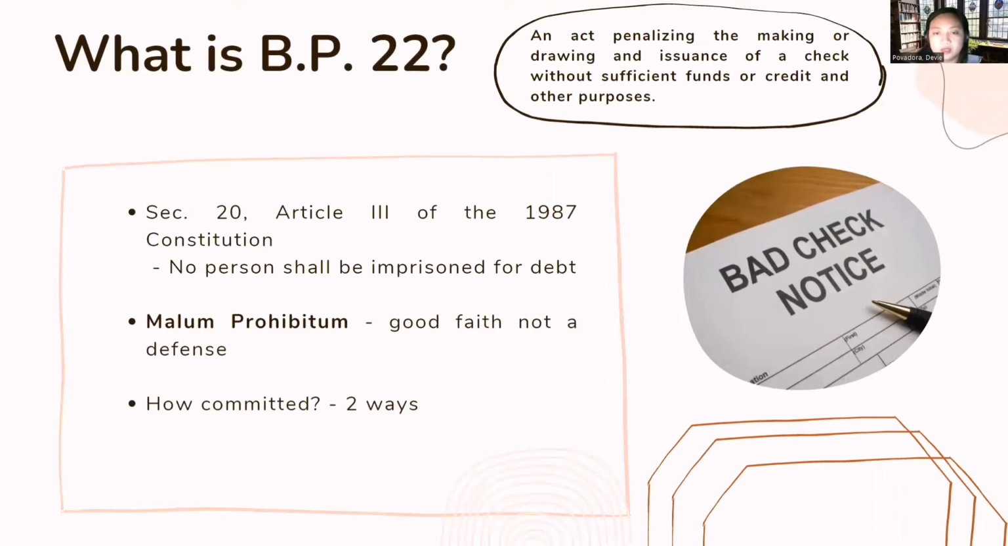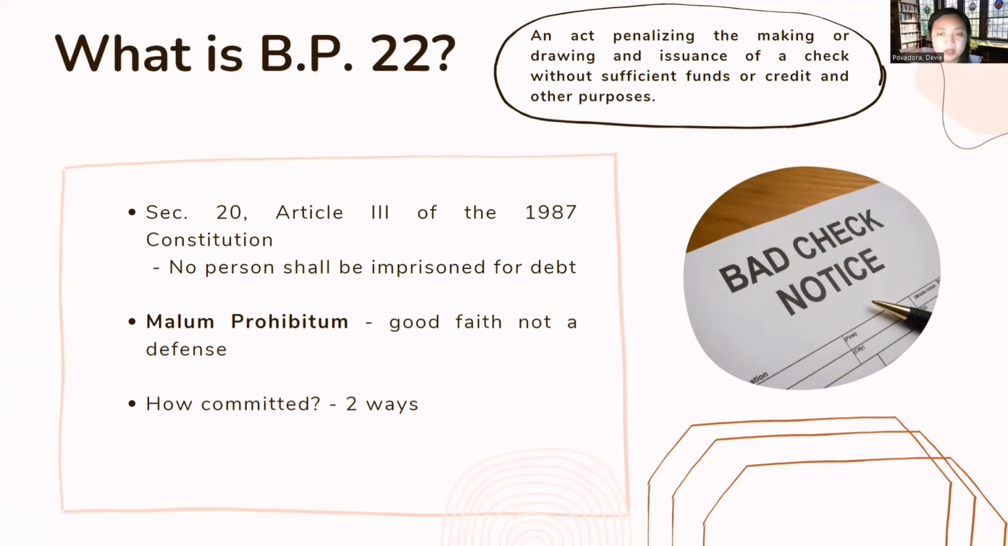Take note that under Section 20, Article 3 of the 1987 Constitution provides that no person shall be imprisoned for debt. BP 22 is not violative of that provision as it punishes the act of the issuance of a bad or worthless check or failing to keep sufficient funds for payment of the check for 90 days from the date of such check, and not the non-payment of obligation or failure to pay a debt. BP 22 is a crime malum prohibitum, meaning it is punished not because it is inherently immoral, but because the law makes such act criminal.